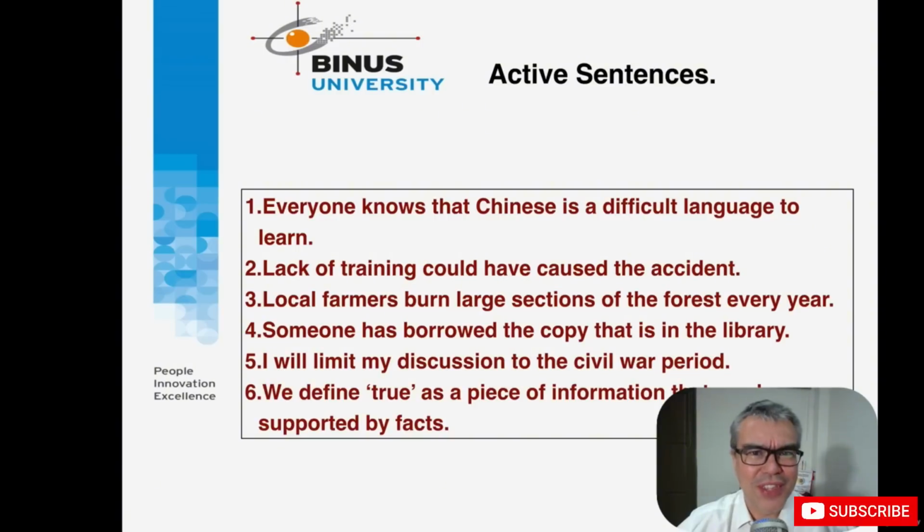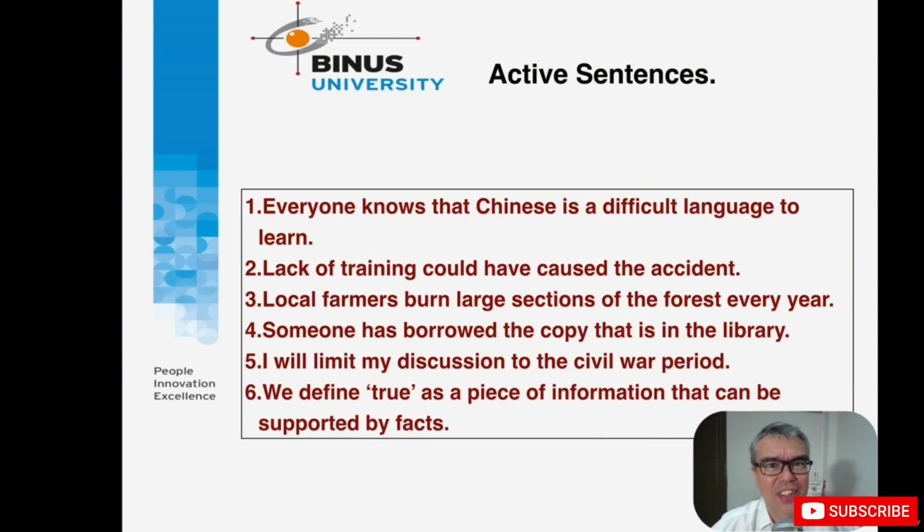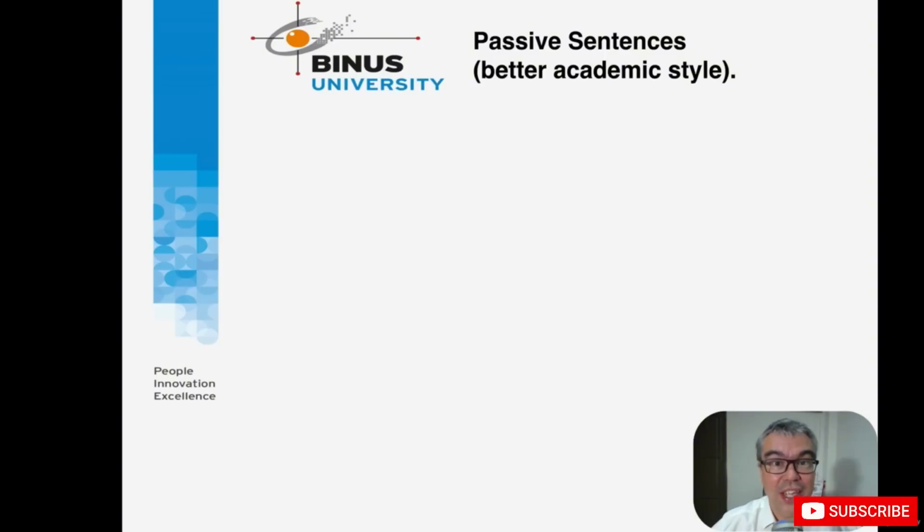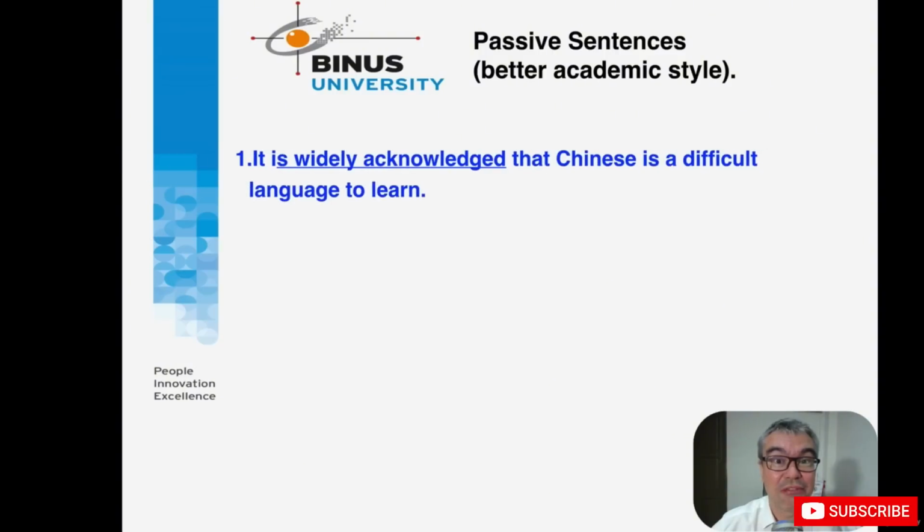If you use the active tense, as we did in those examples, your writing comes across as a little bit subjective, that is, not objective. And for better academic style, you should use the passive voice and change those sentences into the passive voice. Now, let's look at the examples using them rewritten in the passive voice.